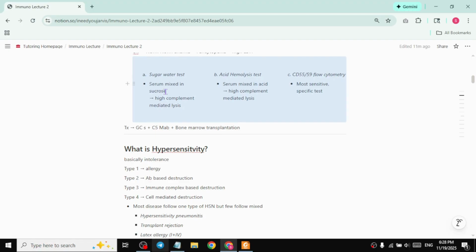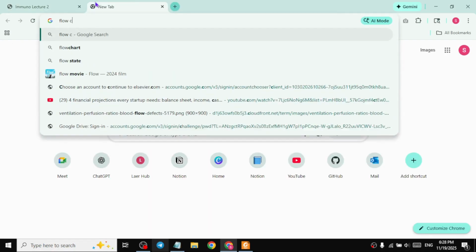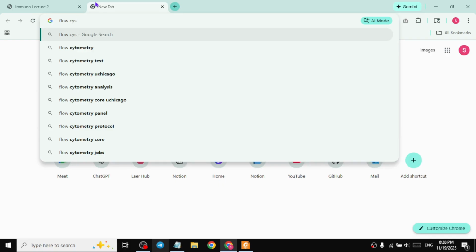The same principle applies to the acid hemolysis test, right? So when you add acid, the complements activate and sort of lead to lysis, right? So that's the confirmatory. Otherwise, we've seen this before, flow cytometry, right? If you haven't seen a picture, I'm just going to add it here, flow cytometry test.